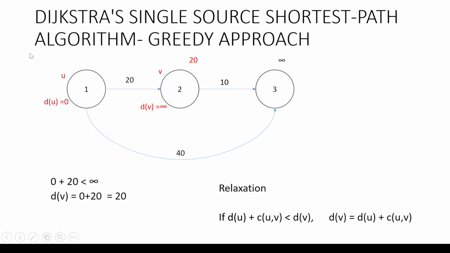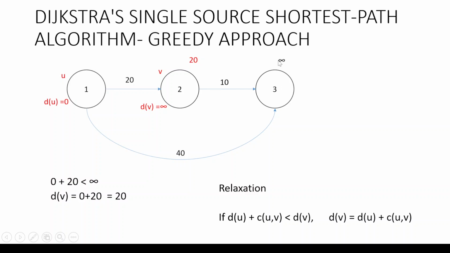Now we had two edges coming out from 1. One was this edge to the vertex 2, so we have found the distance of V from the source vertex is 20. Now let us find the next edge. The next edge is connected to the vertex 3.